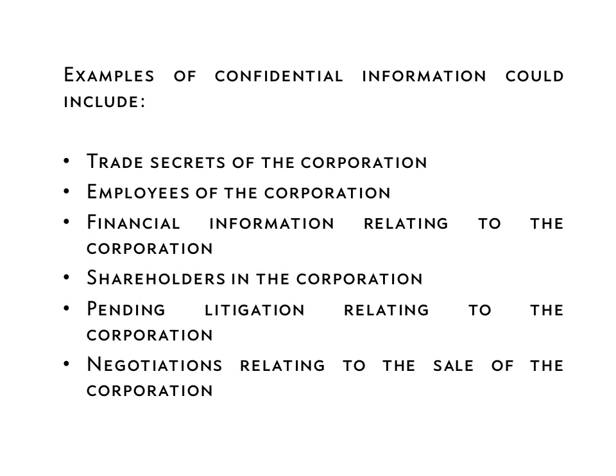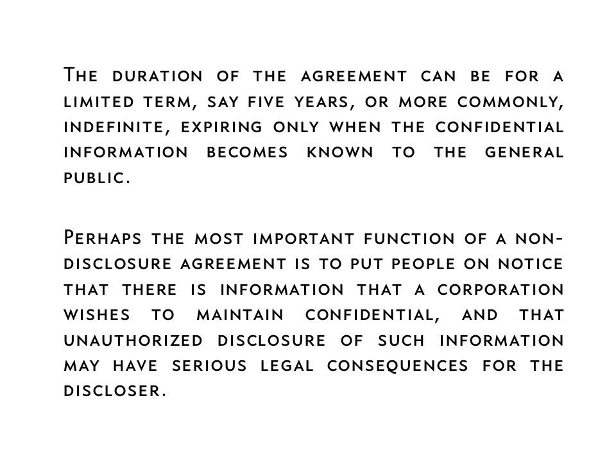Examples of such confidential information could include trade secrets of the corporation, employees of the corporation, financial information relating to the corporation, shareholders in the corporation, pending litigation relating to the corporation, and negotiations relating to the sale of the corporation. The duration of the agreement can be for a limited term, say 5 years, or more commonly, indefinite, expiring only when the confidential information becomes known to the general public.